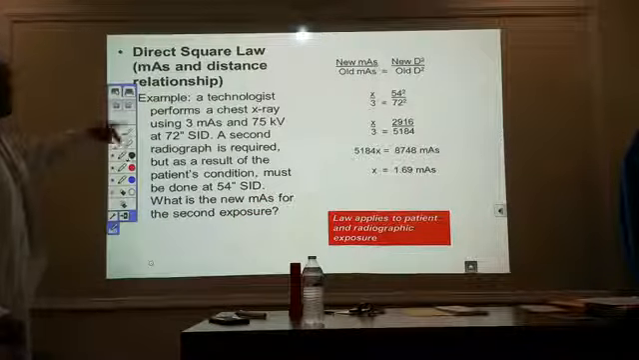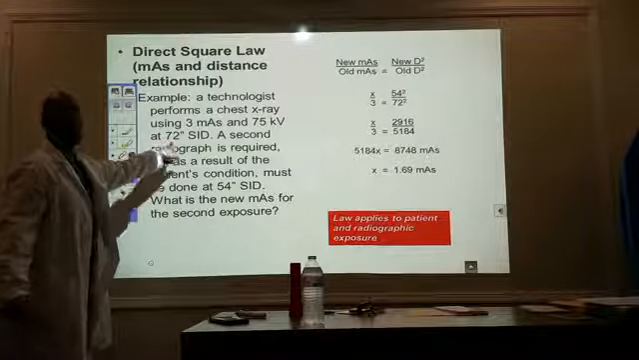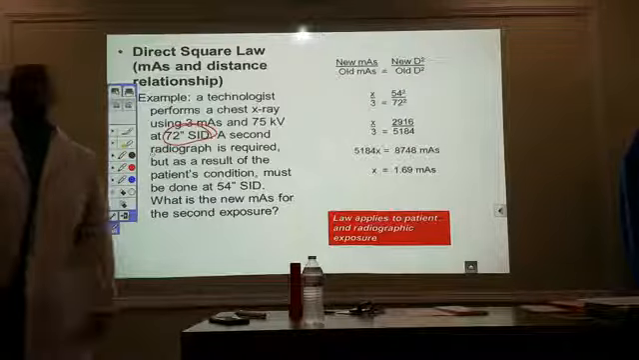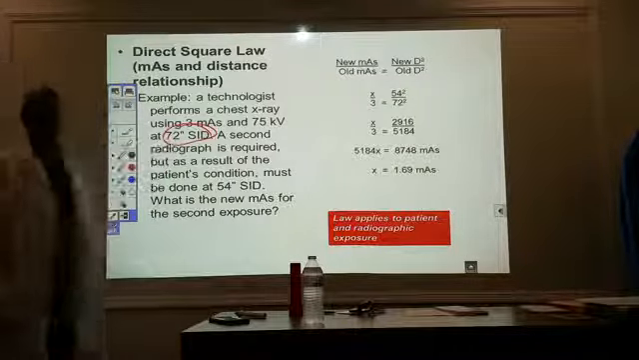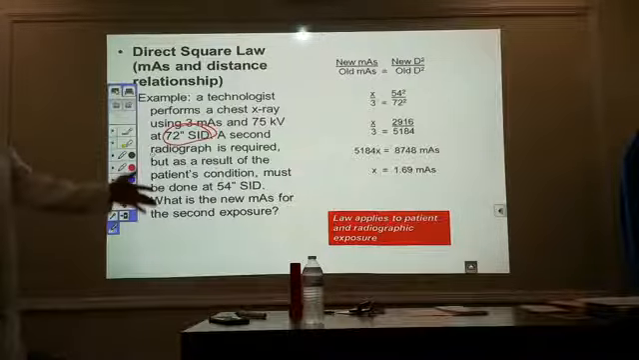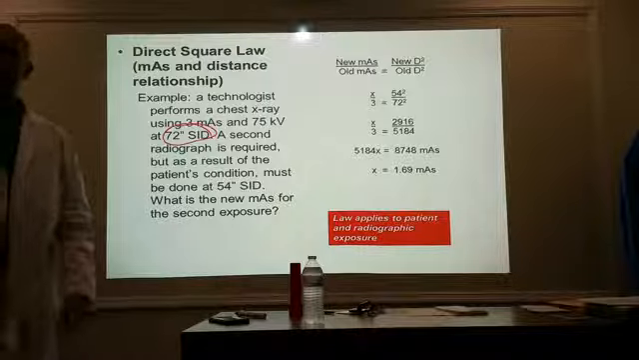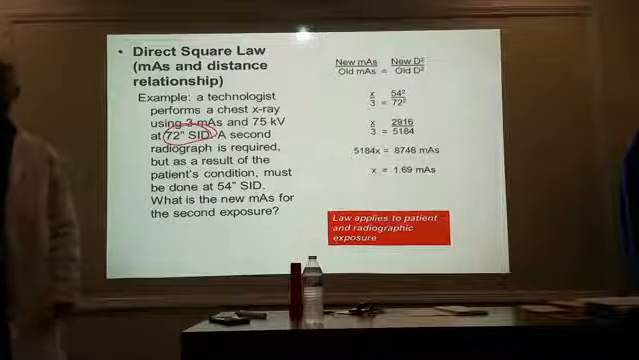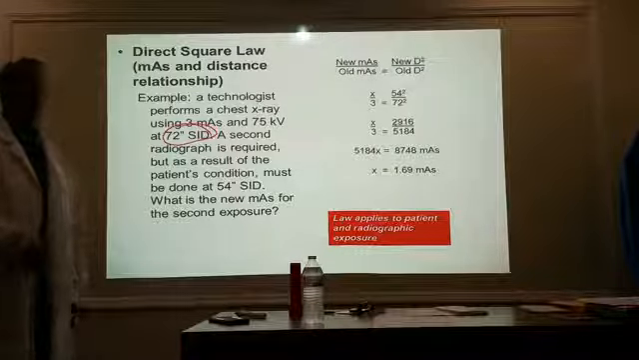here, a technologist performs a chest X-ray using 3 mass and 75 kV at 72 inches. This was done in the department. I got my 72 inches. It was perfect. And I know that those sets of technical factors will work at 72 inches. However, sometime between when the patient was admitted and got really, really sick and then got sent to the ICU, now the patient can't come down for an X-ray. I have to go shoot an X-ray portably in their bed.